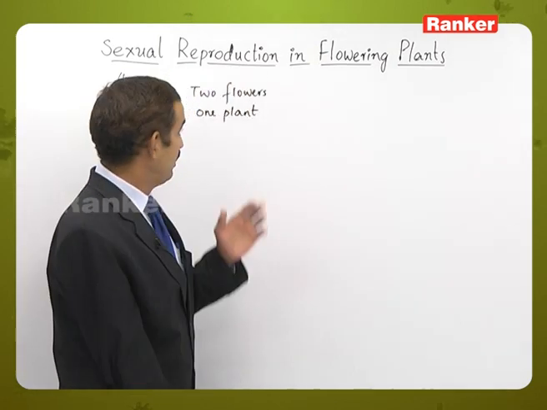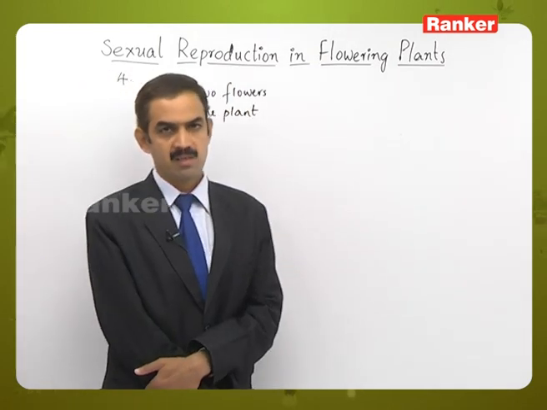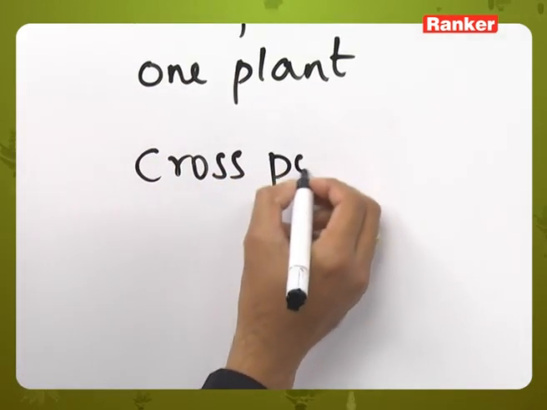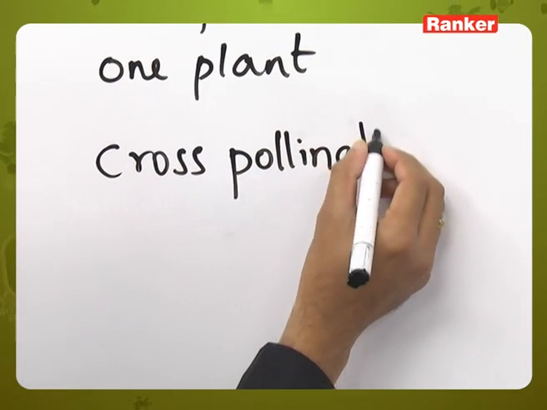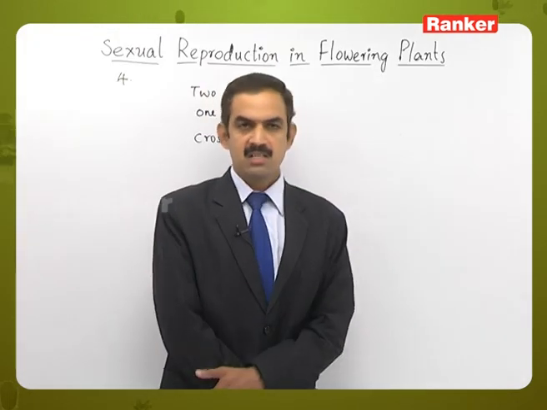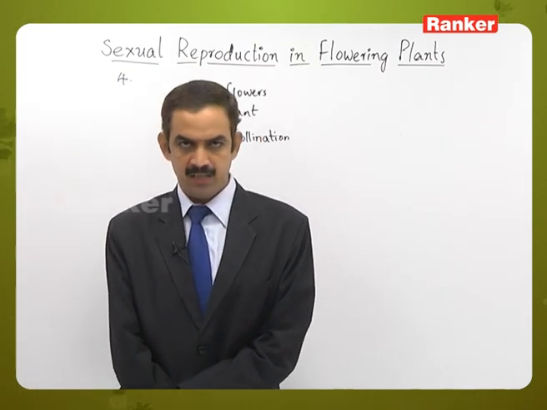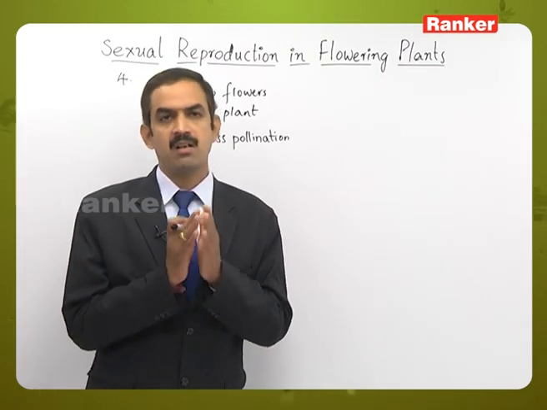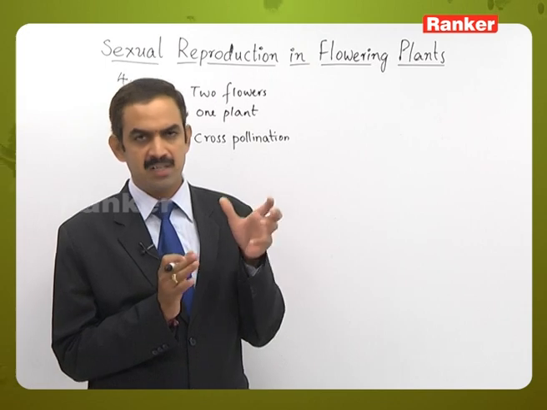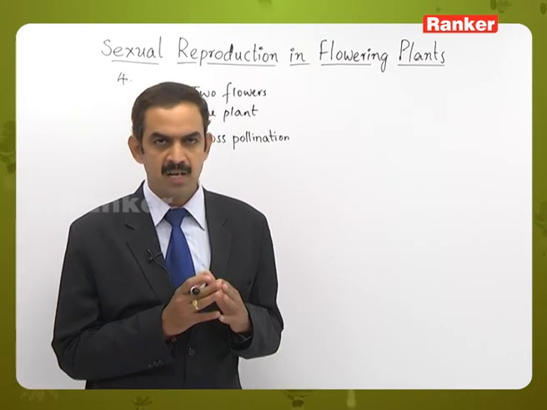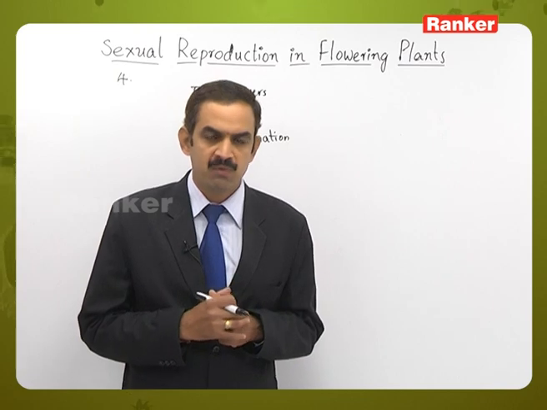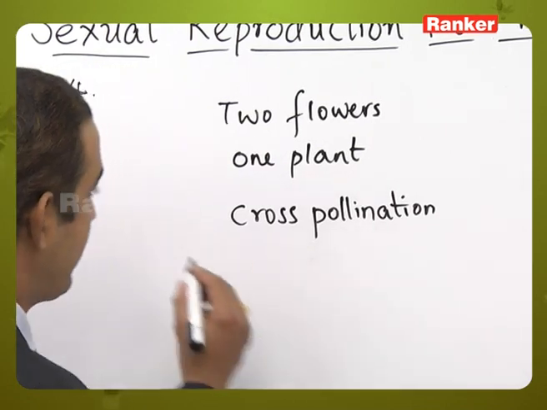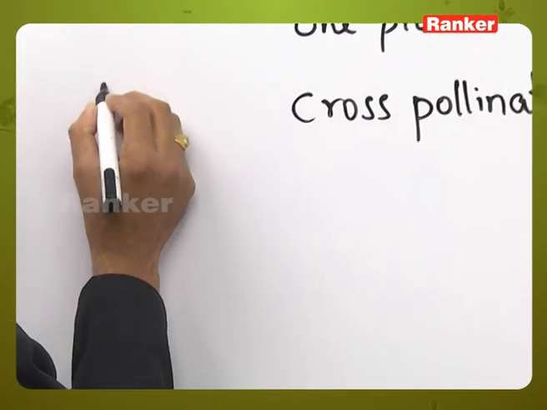So it appears that two flowers are participating, so we can call it a cross pollination process. But when you see it in the ecological and genetical aspects, ecologically the two flowers are separate or different, but they are present on the same plant. It appears to be the transfer of pollen grains from the anther to the stigma of two different flowers. So we call it ecologically cross pollination.